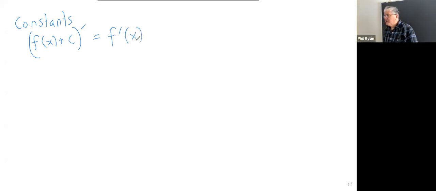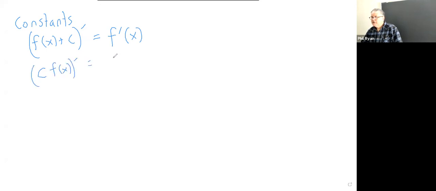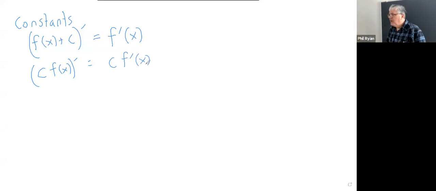So remember what we learned. So we learned how to handle constants. So if we've got f(x) plus c, take the derivative of that, the derivative of the constant is 0. If we multiply a constant by the function, take the derivative, and that multiplies the derivative, right? Because multiplying by a constant is just like stretching everything out so everything becomes steeper.